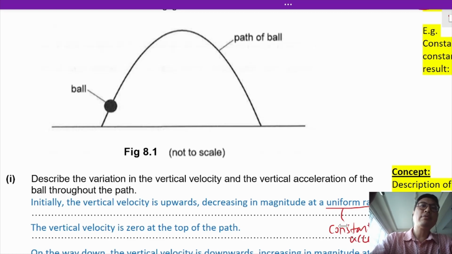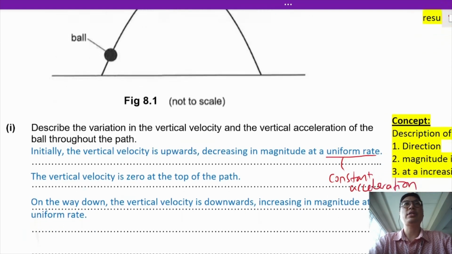Now the vertical velocity is 0 at the top of the path, and on the way down, the vertical velocity is downwards, increasing in magnitude at a uniform rate. However, the acceleration is constant downwards with a magnitude of 9.81 meters per second squared. So this is how the vertical velocity and acceleration change.